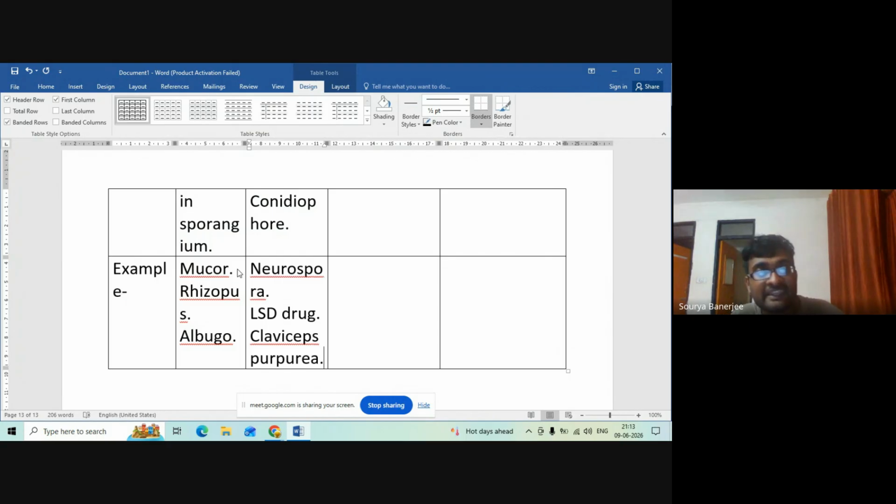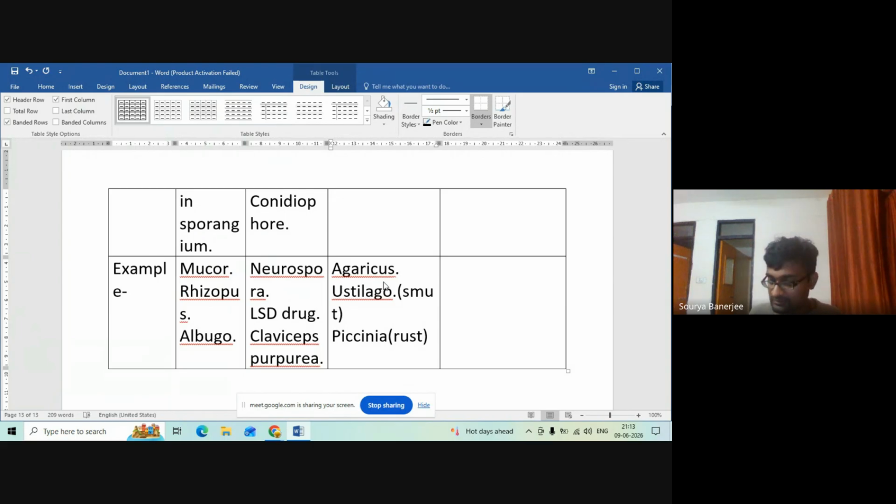Okay, coming to basidiomycetes. Basidiomycetes has so many examples. First is Agaricus. Whatever mushroom you are eating, that is Agaricus. Next one, Ustilago. Ustilago creates smut disease. Now coming to Puccinia. Puccinia creates rust disease in plants. All are very harmful in case of plants.